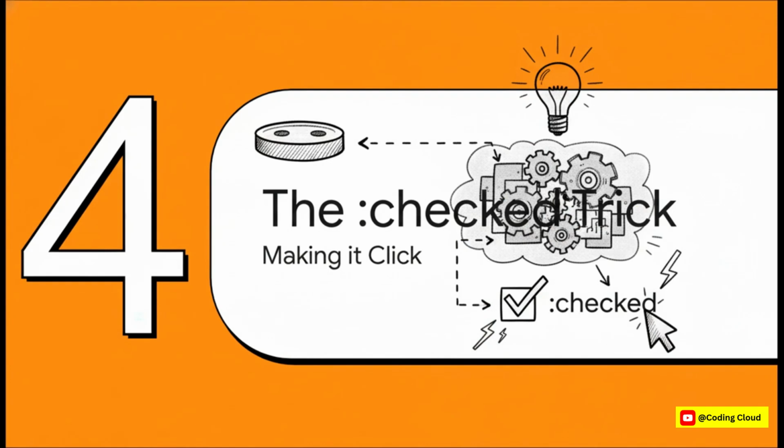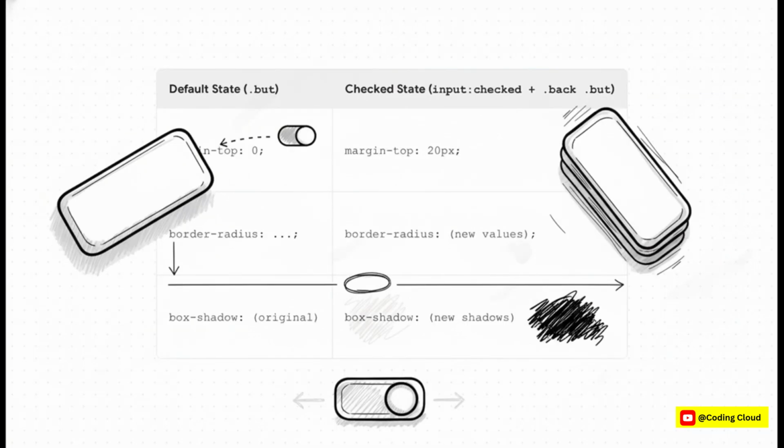Okay, so we've got this beautiful, static, 3D-looking button, but it doesn't do anything yet. Now, let's connect it to our hidden engine and finally make it interactive. This is where our good friend, the checked pseudo class, comes into play. So let's look at the 2 states side by side.